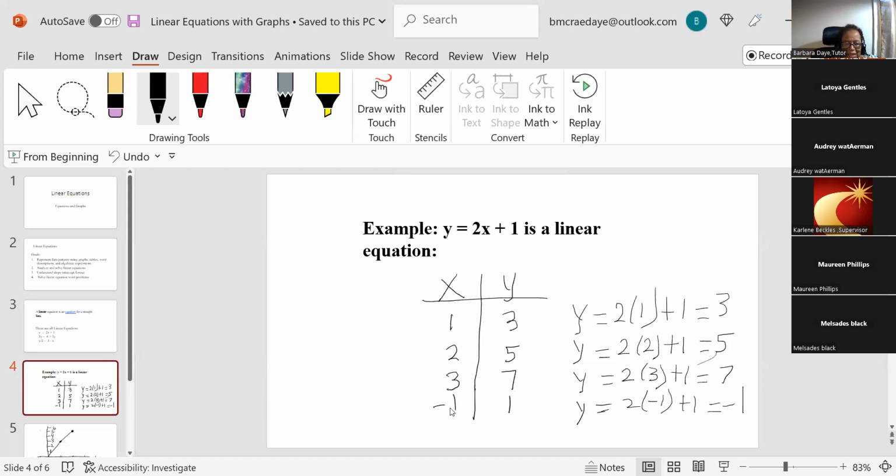Now let me take a negative number, -1. So for my X, I put -1. 2 times -1 plus 1. 2 times -1. Remember, unlike signs multiply to give you negative. So 2 times -1 is -2. And -2 plus 1, you subtract. Use the number of the greater absolute value, which is 2, and you get -1. Any questions on how you use a linear equation with a table?